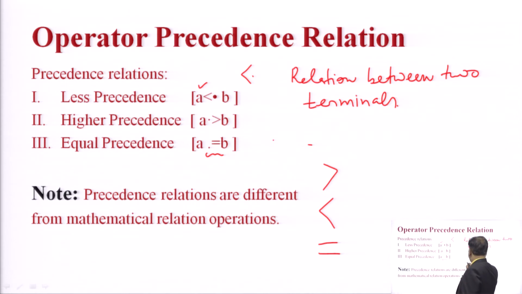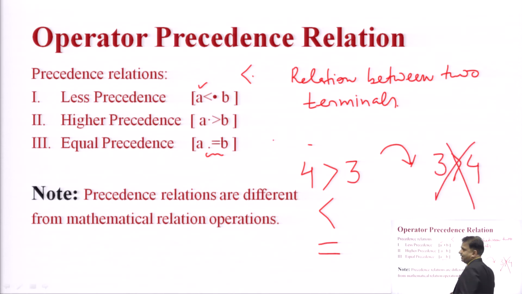Suppose I say that 4 is greater than 3, right. We cannot say in mathematics that sometimes 3 is greater than 4. This is not possible in mathematics, but in precedence relation there may be a situation that sometimes A is greater than B, but the next time the relation may be that B is greater than A. That is why I am saying that the precedence relations are different from mathematical relation operators. These are the precedence relations, while these are the mathematical relation operations.